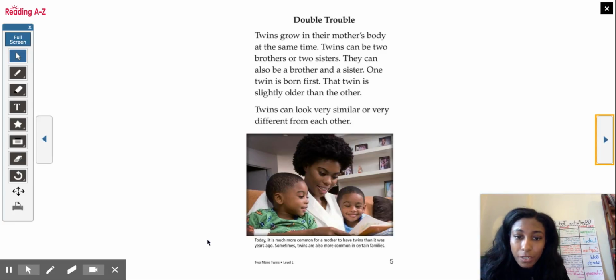Today, it is much more common for a mother to have twins than it was years ago. Sometimes twins are also more common in certain families. So, it told me more information about twins that I wouldn't have known before. I also know I can make a silent connection because I agree with that. Sometimes twins are more common in certain families, and I know that my family tends to have a lot of twins in them.